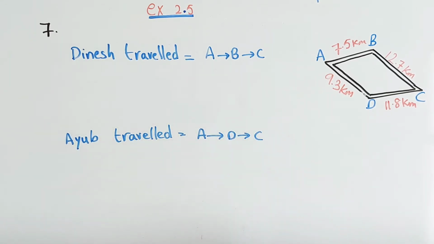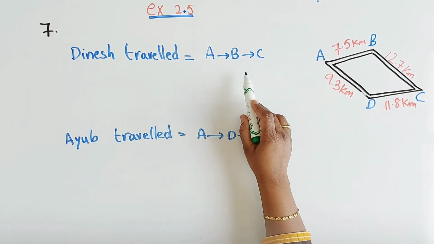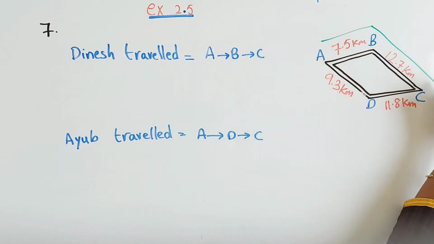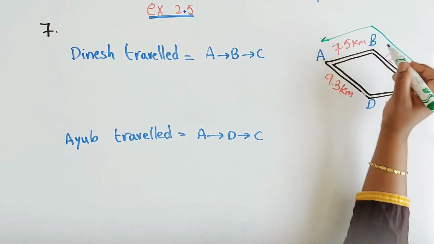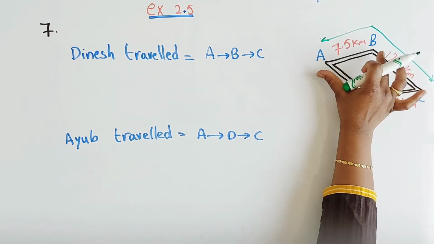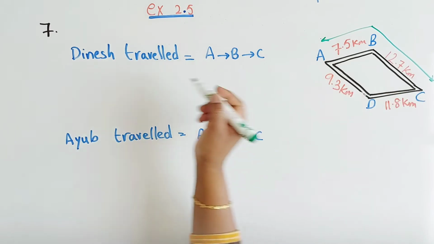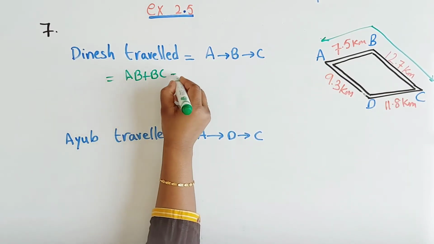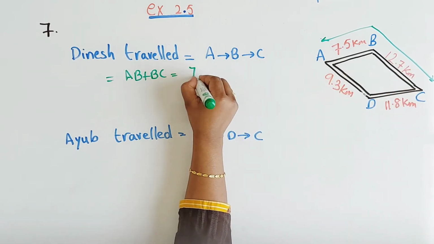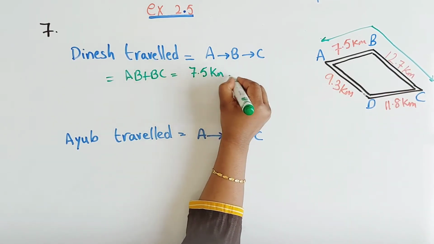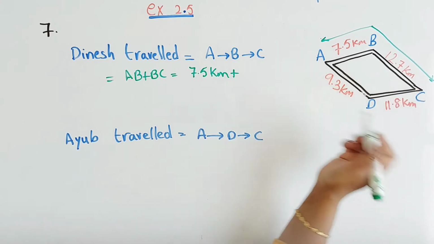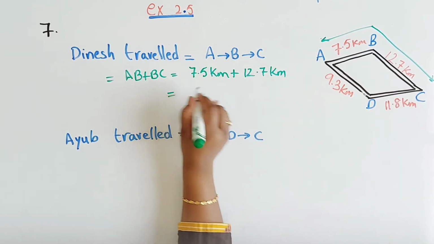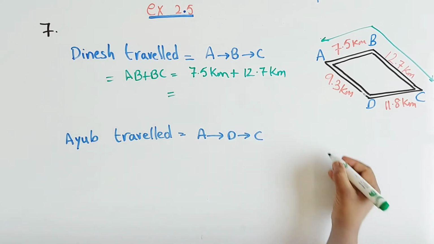Here see the path, children, that Dinesh travelled: A to B and B to C. That means like this and like this. Correct? He travelled totally AB plus BC. What is the AB distance? 7.5 kilometers plus B to C distance 12.7 kilometers. Now add 7.5 and 12.7.